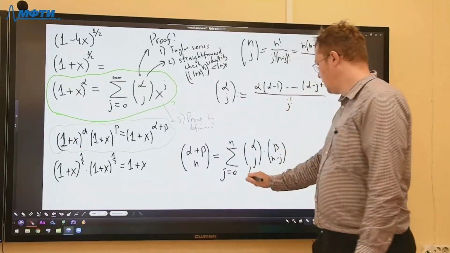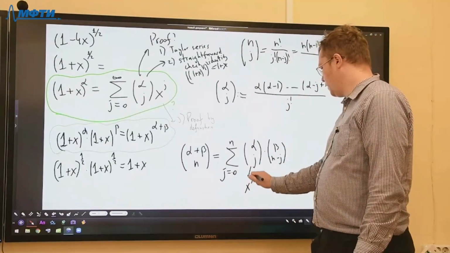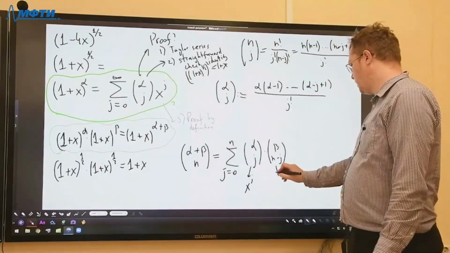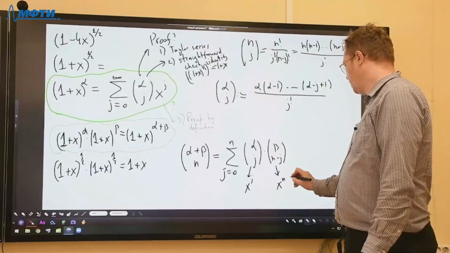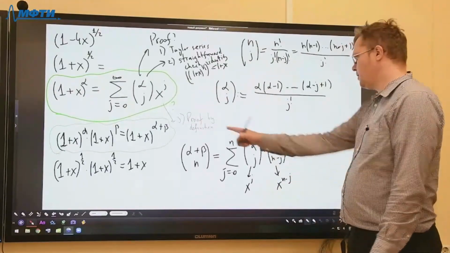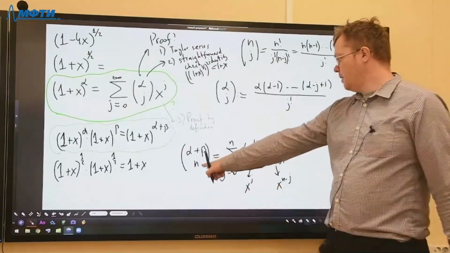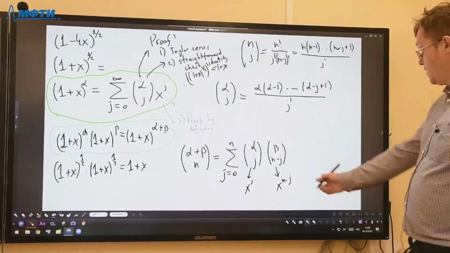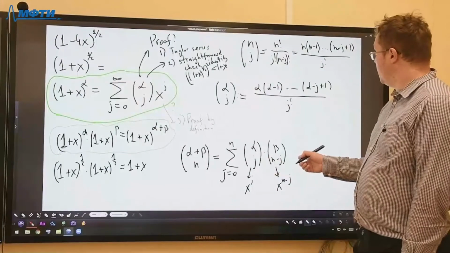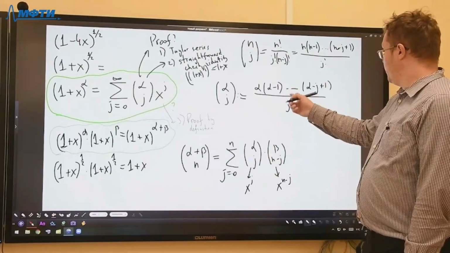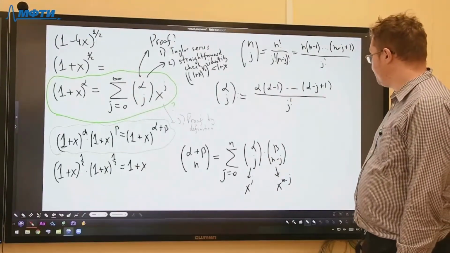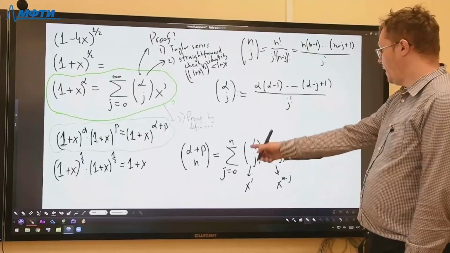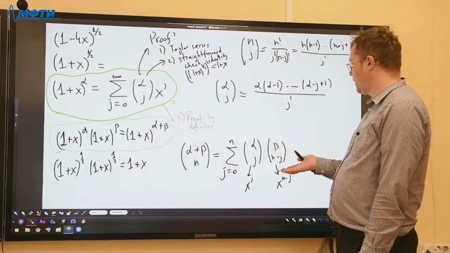So this is the coefficient before the j-th power of x in the first formal power series. This is the coefficient for x to the power n minus j in the second power series, and this is the n-th coefficient in the power series on the right hand side. So I just need to prove some identity, and the idea is to use something like induction here.